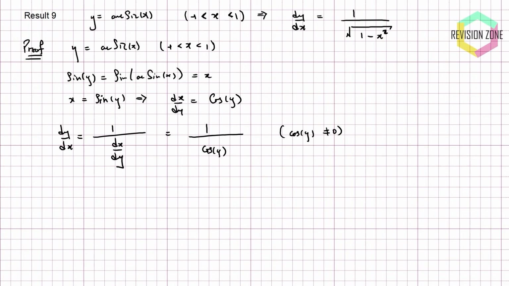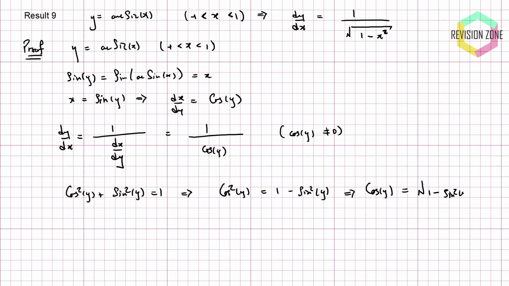So let's use the identity cos squared y plus sine squared y is equal to 1. That tells me that cos squared y is equal to 1 minus sine squared y, which tells me that cos y is the square root of 1 minus sine squared y, and then I can substitute this in.